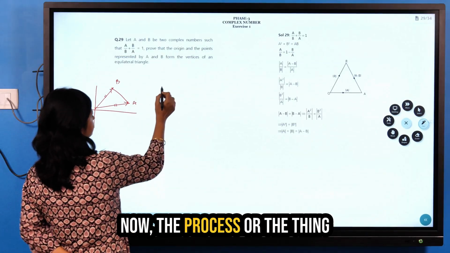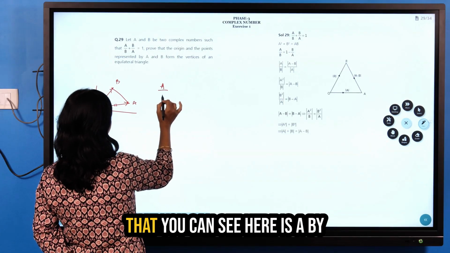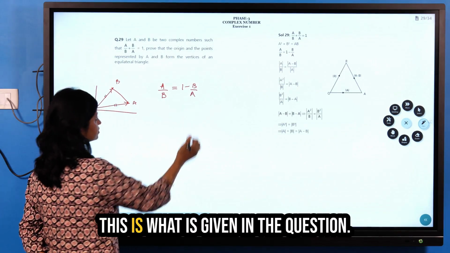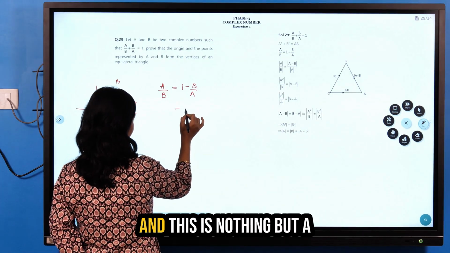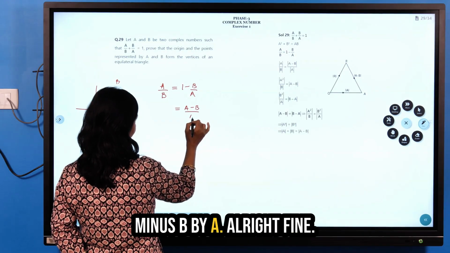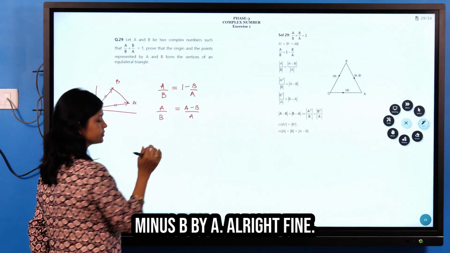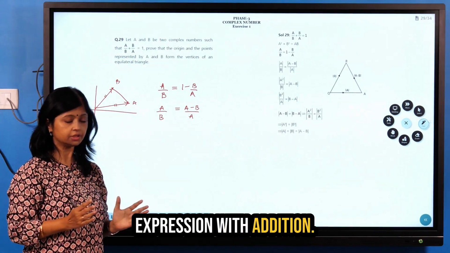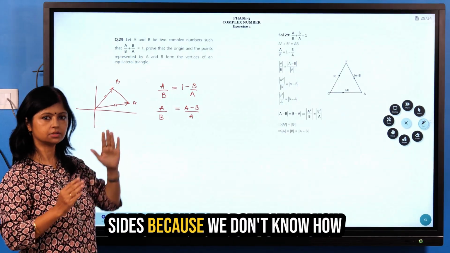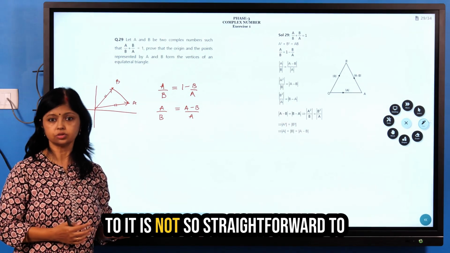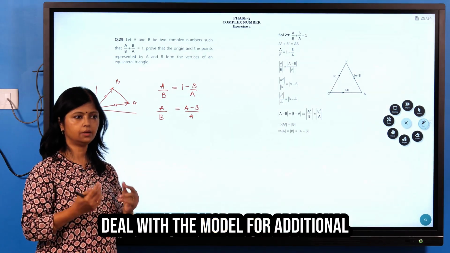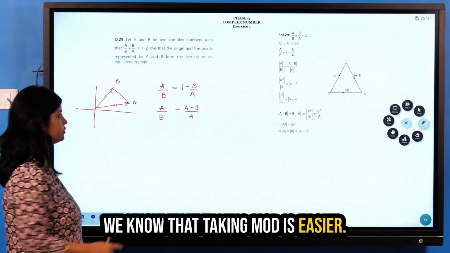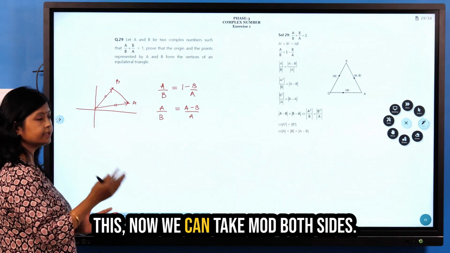Now, the thing you can see here is A by B is equal to 1 minus B by A, which is given in the question. And this is nothing but A minus B by A. All right, fine. So this is an expression with addition. Now you cannot take the mod of both sides so straightforwardly, because it is not easy to deal with the mod of an addition or subtraction of complex numbers. But if they are in terms of factors, we know that taking the mod is easier. So when we rearrange it like this, we can now take mod on both sides.